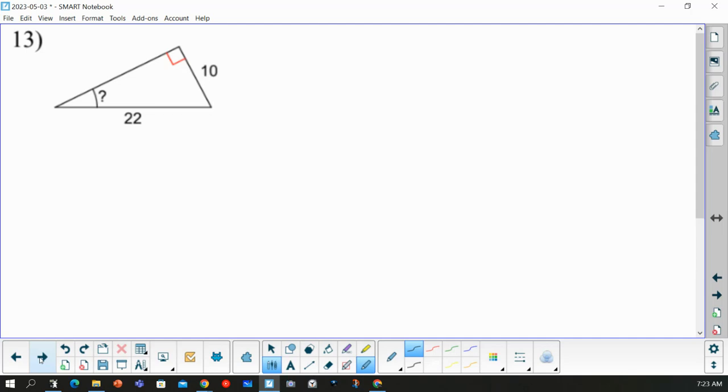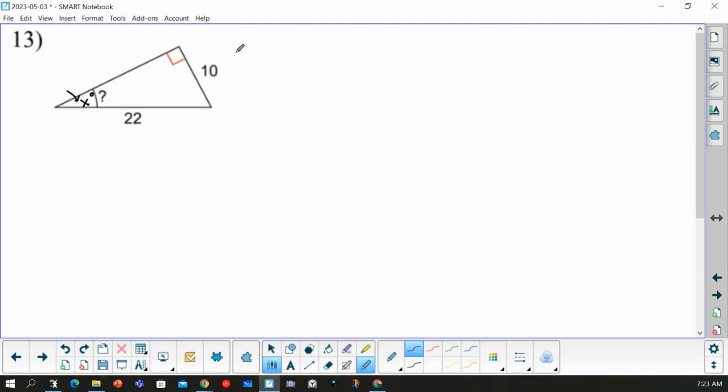Problem number 13 on our 8-4 extra practice worksheet. Our question mark right here, this is what our x is going to be. I'm not for sure why this particular worksheet puts question marks instead of the x. I'm going to put an x there. Every time I see a question mark, I'm going to put an x. So we're trying to find this x that's right here.